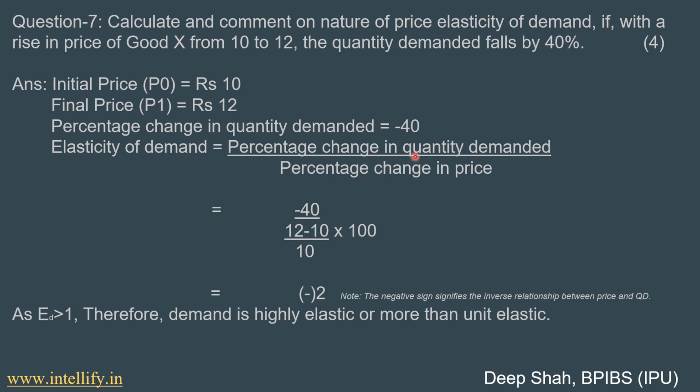So percentage change in quantity demanded is 40, and percentage change in price can be calculated by applying the formula P0 minus P1 upon P0 into 100. So you can calculate it separately and then put it in this formula. So the answer will come out to be minus 2. Here the minus sign indicates the inverse relationship between price and demand. So the note should always be mentioned and the sign should always be put in brackets.